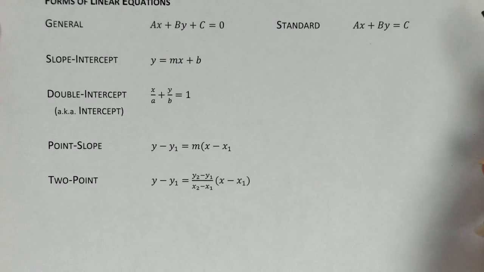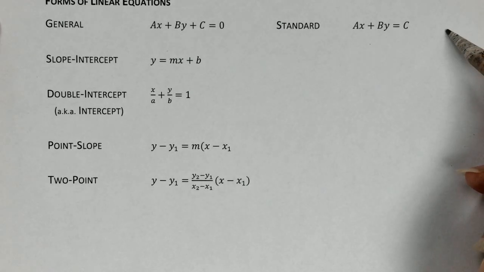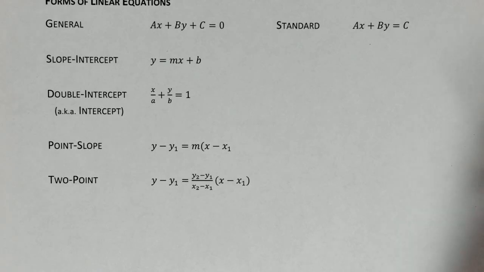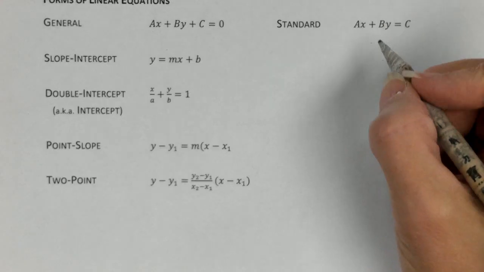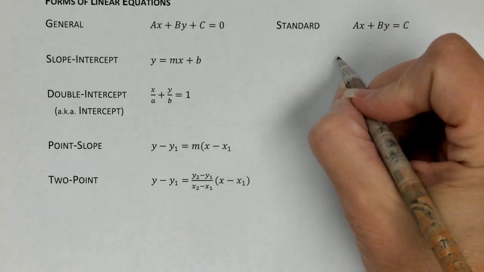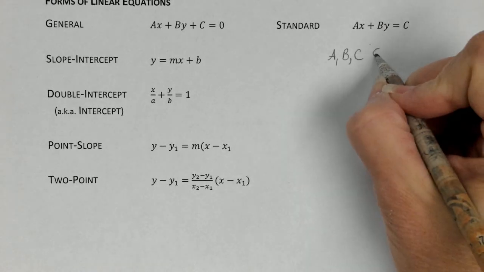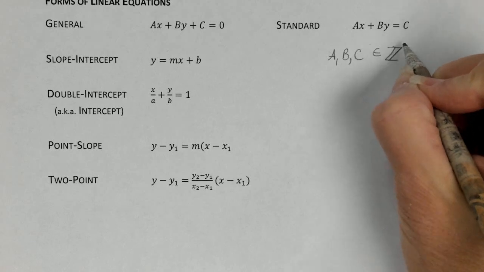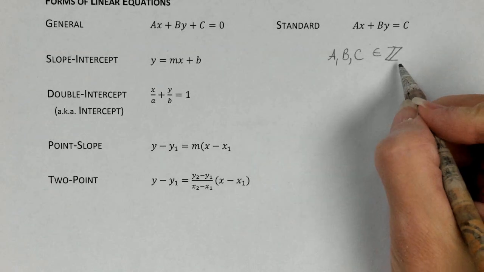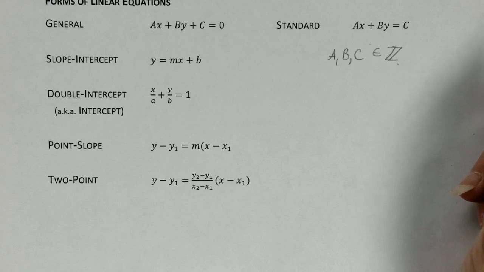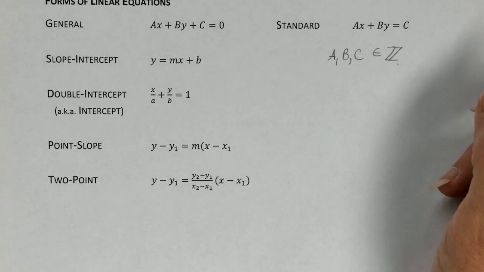The general form and standard form are very similar. Just which one it is depends on which side of the equal sign the constant is on. And for both of those, for the general and the standard, there are a few stipulations. And this works for both of them. I was just going to write it over here. A, B, and C are integers. So there it is in math symbols. They're an element of the integers. Okay, so you might want to just write that they're integers. No fractions or decimals.